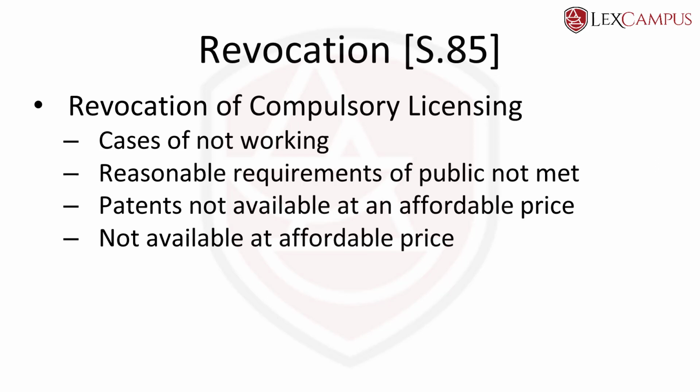The third ground on which a compulsory license could be granted is that the invention was not worked locally. There was no commercial manufacture on a local scale within the country. Now what happens when the patent is not worked? One of the consequences of the patent not being continuously worked within the territory of India is that it could become a subject of revocation.